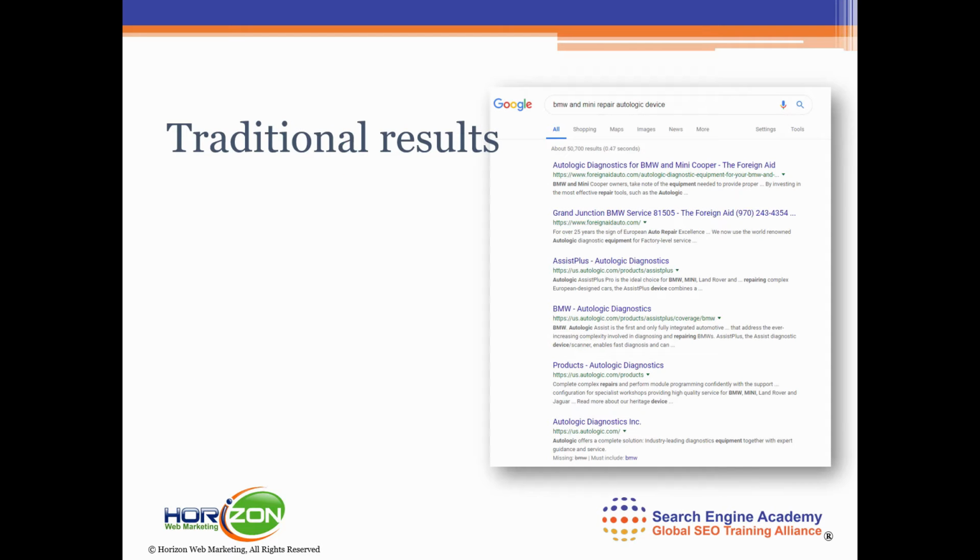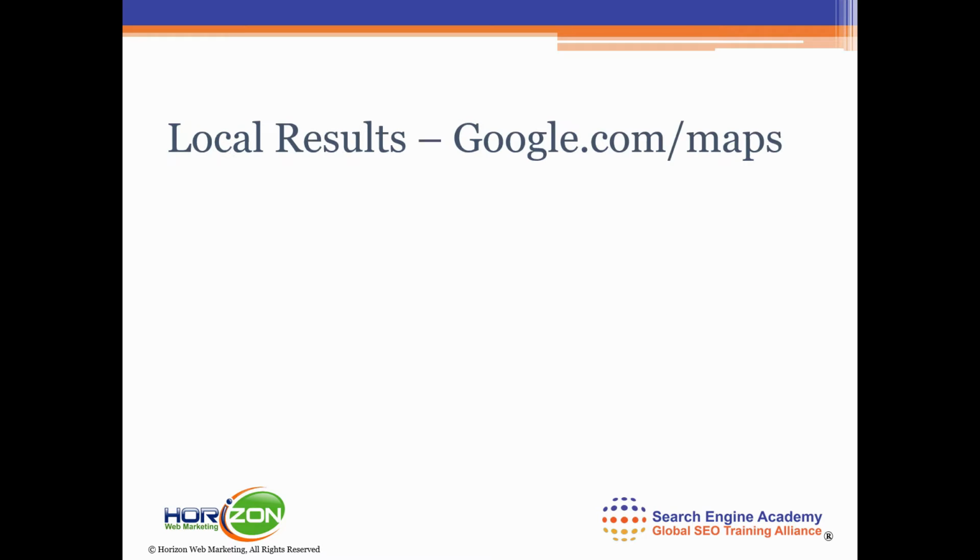So here's what traditional results look like. This goes way back to the beginning of Google. We used to call these the 10 blue listings. I guess they're really more like 10 purple listings. And that is just a simple search at the top and then 10 listings where Google says, hey, these are the best search results that we could find out of, in this case, about 50,000 results. And of those 50,000 results, here are the 10 best on page one.